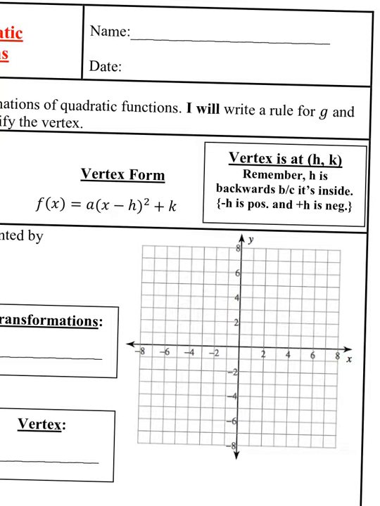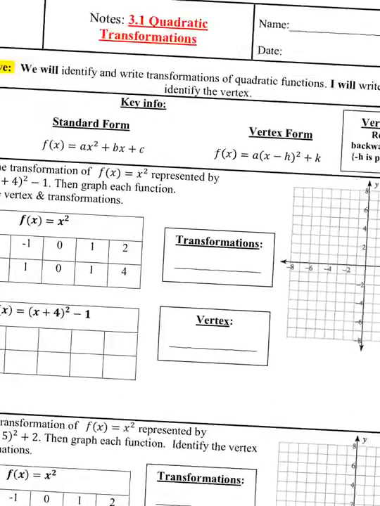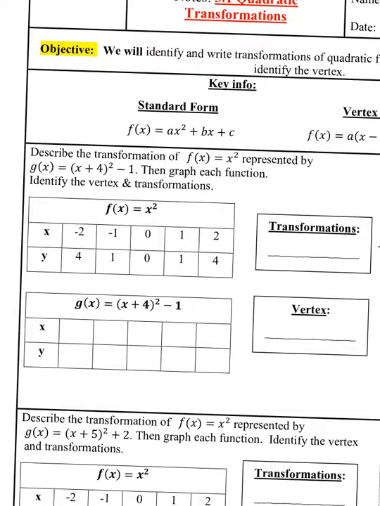So the important thing to note here is that h is backwards. By default, it's written as x minus h. So just look at whatever the number is, and a minus h would be positive and a plus h would be a negative number. And k stays the same on the outside.